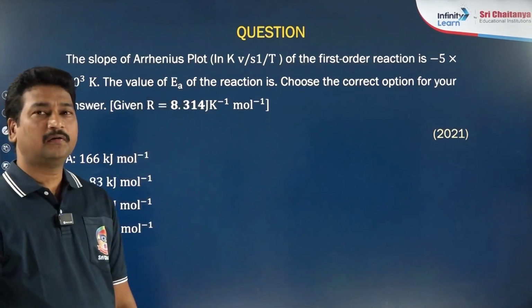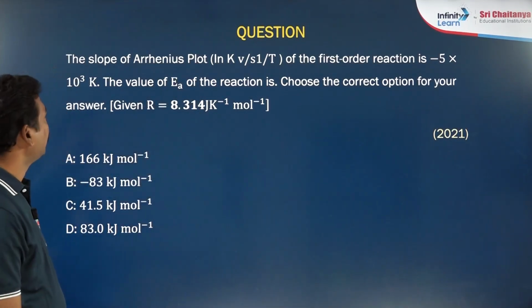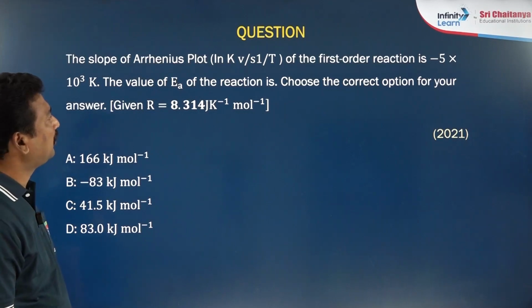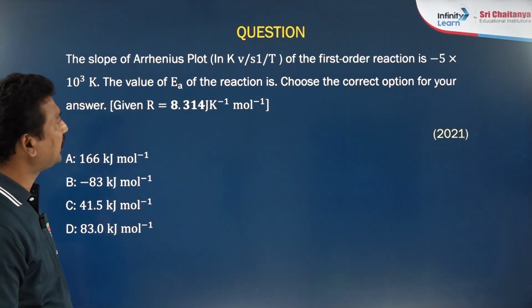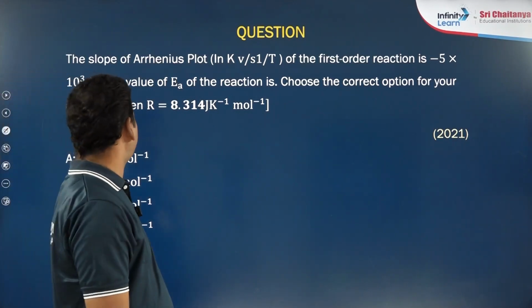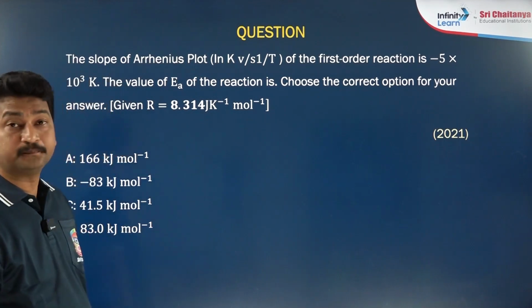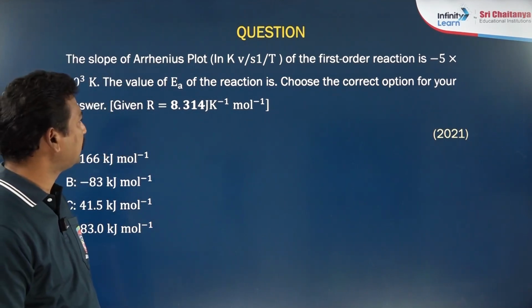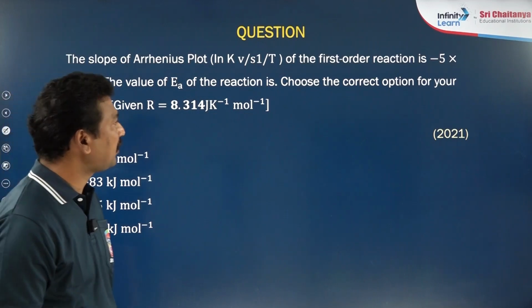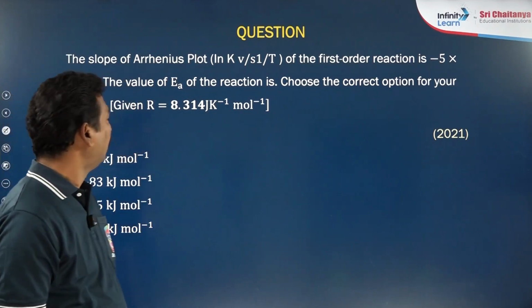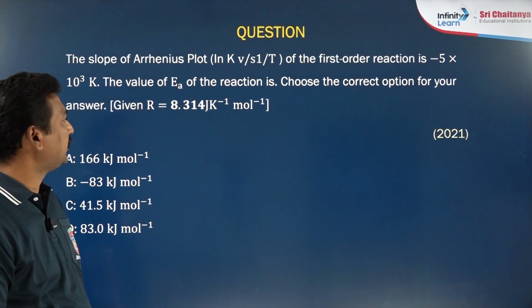One more question of the related, we'll see. The slope of Arrhenius plot, ln K versus 1 by T, of the first order reaction is minus 5 into 10 power 3 Kelvin. The value of the activation energy of the reaction is. Choose the correct option for your answer and given R value as 8.314.